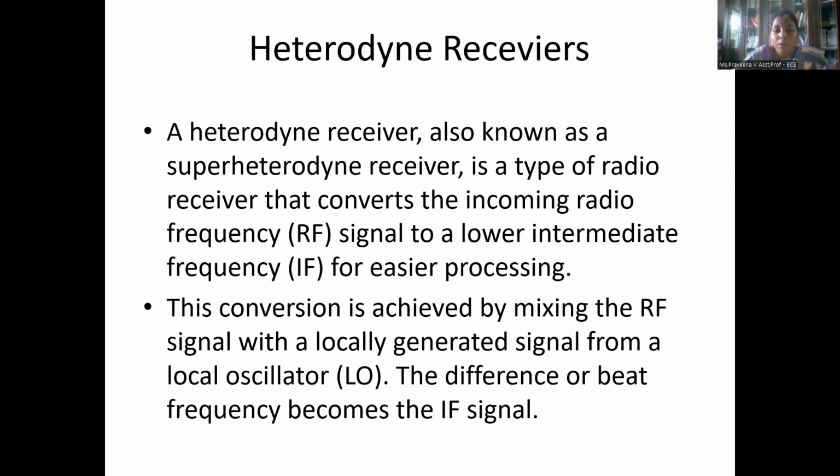Next we are going to see the heterodyne receiver. The heterodyne receiver is also called the superheterodyne receiver. This receiver will convert the incoming RF signal into an IF signal by mixing it with the local oscillator. Let me show the block diagram.